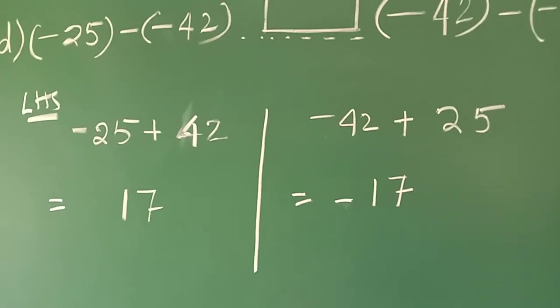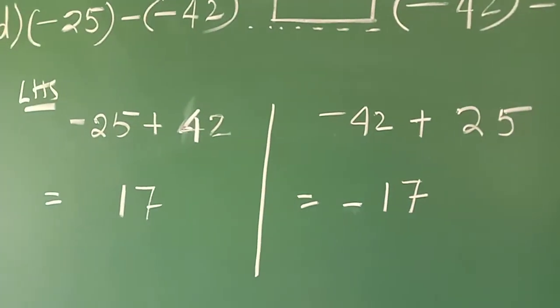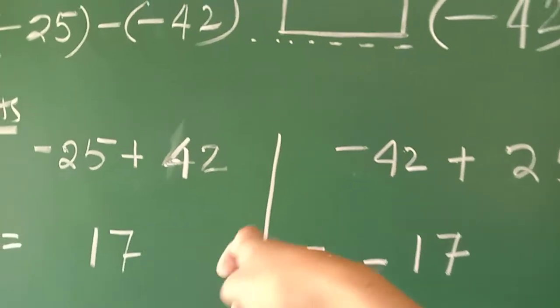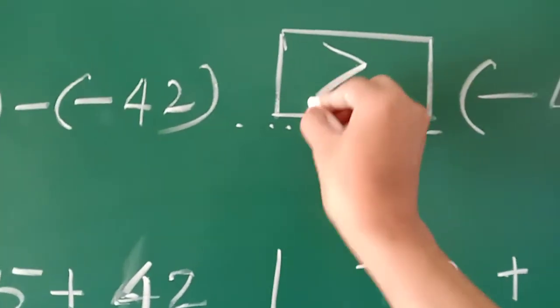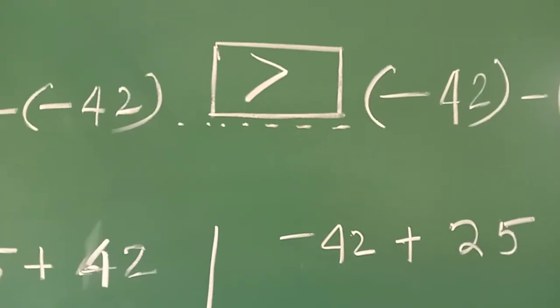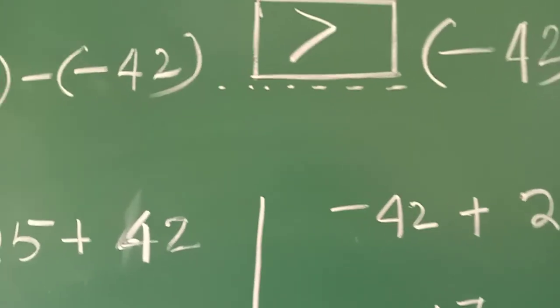Now it is minus 17 and it is plus 17. Then tell me which one is greater. Always positive numbers are greater. So this portion is greater. So the left hand portion is greater. Understood? See the sum from the distance.